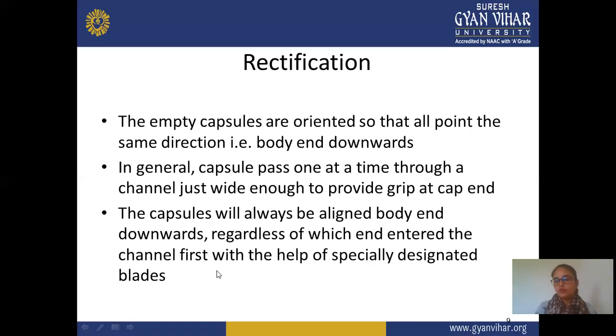So first you put all the capsule body parts in this tray, and after that you should check that all are in the same direction. The body should be in a downward direction. After that, you can check that there's proper grip between the body parts and the tray, in an aligned line, and then the body goes downward to enter the channel first. And there are some blades which help with proper filling. So this rectification is the first step.